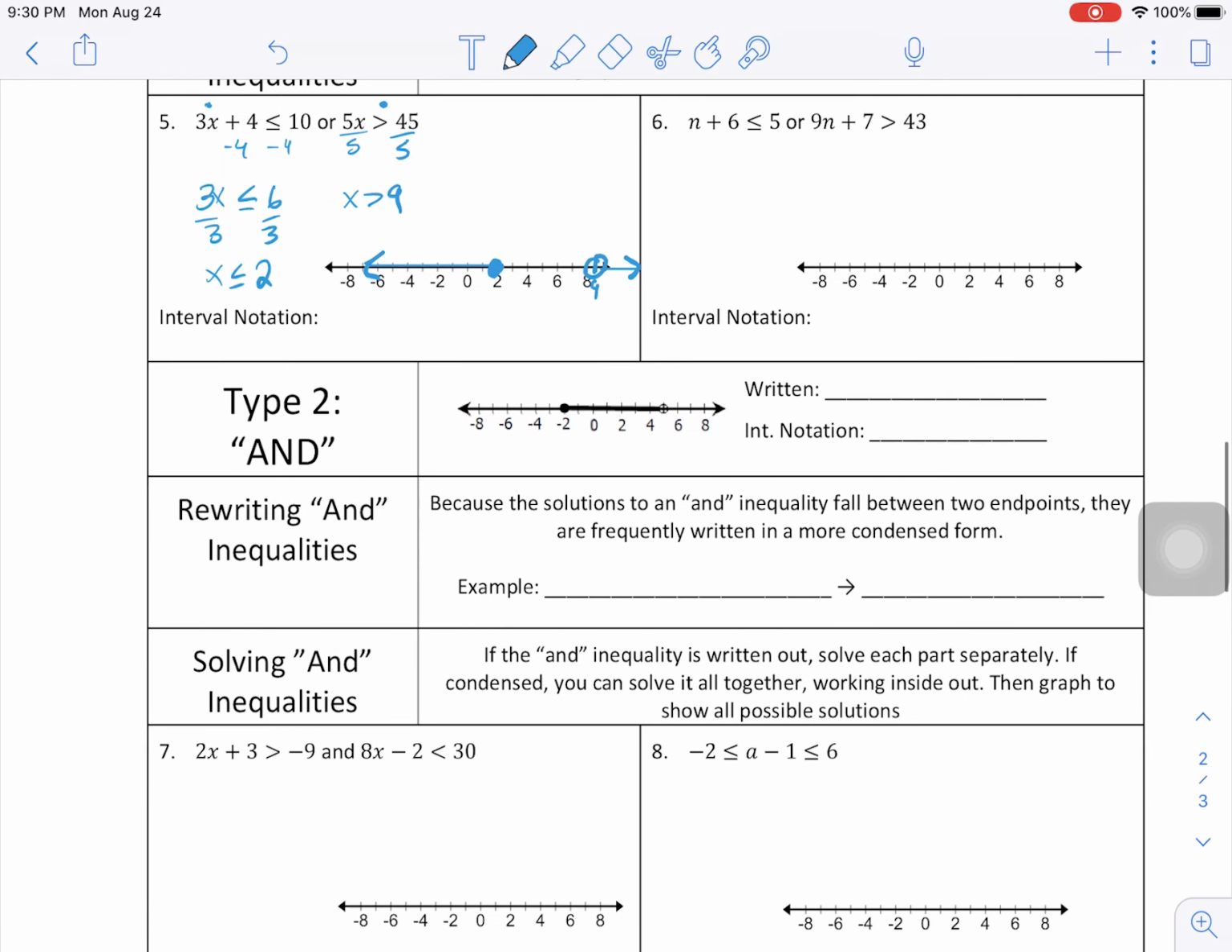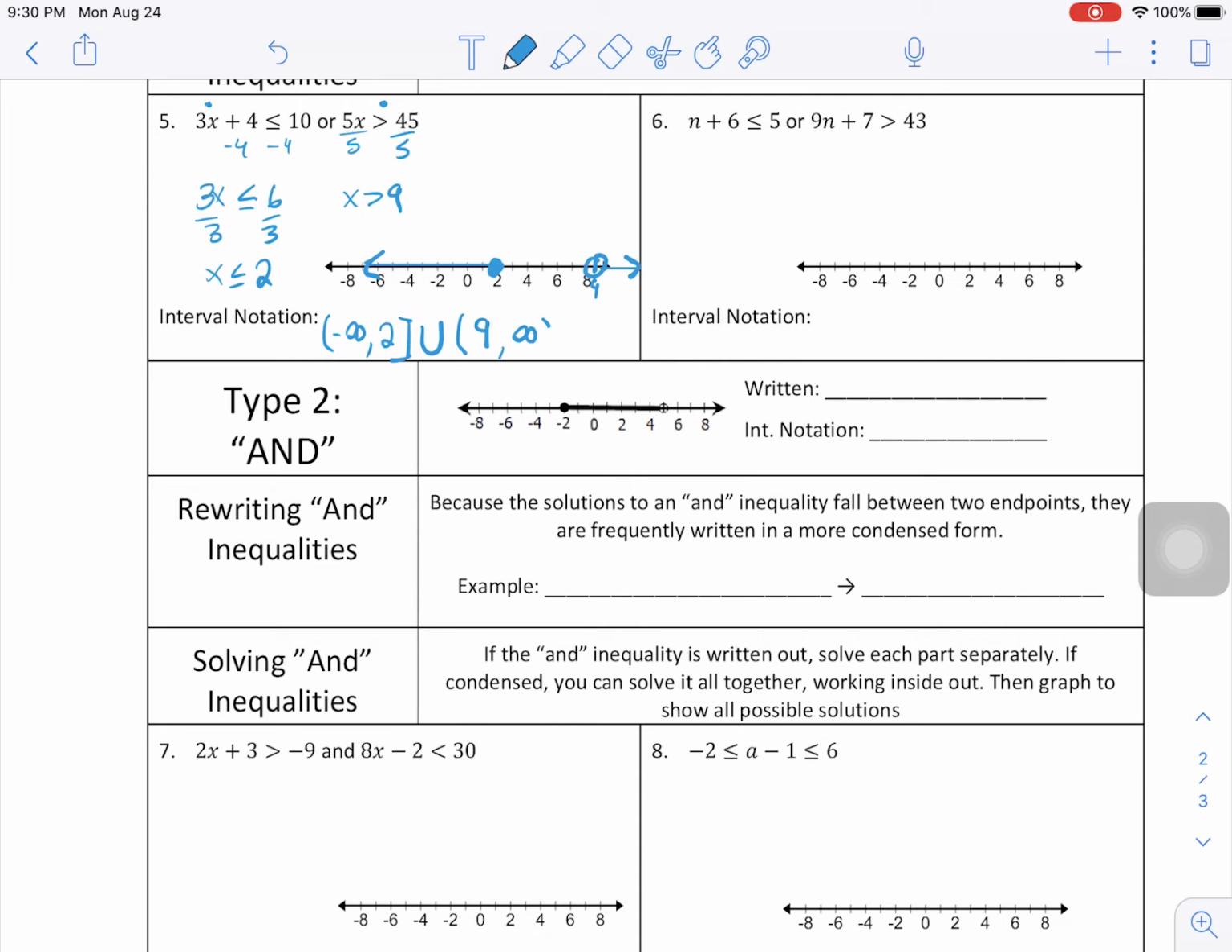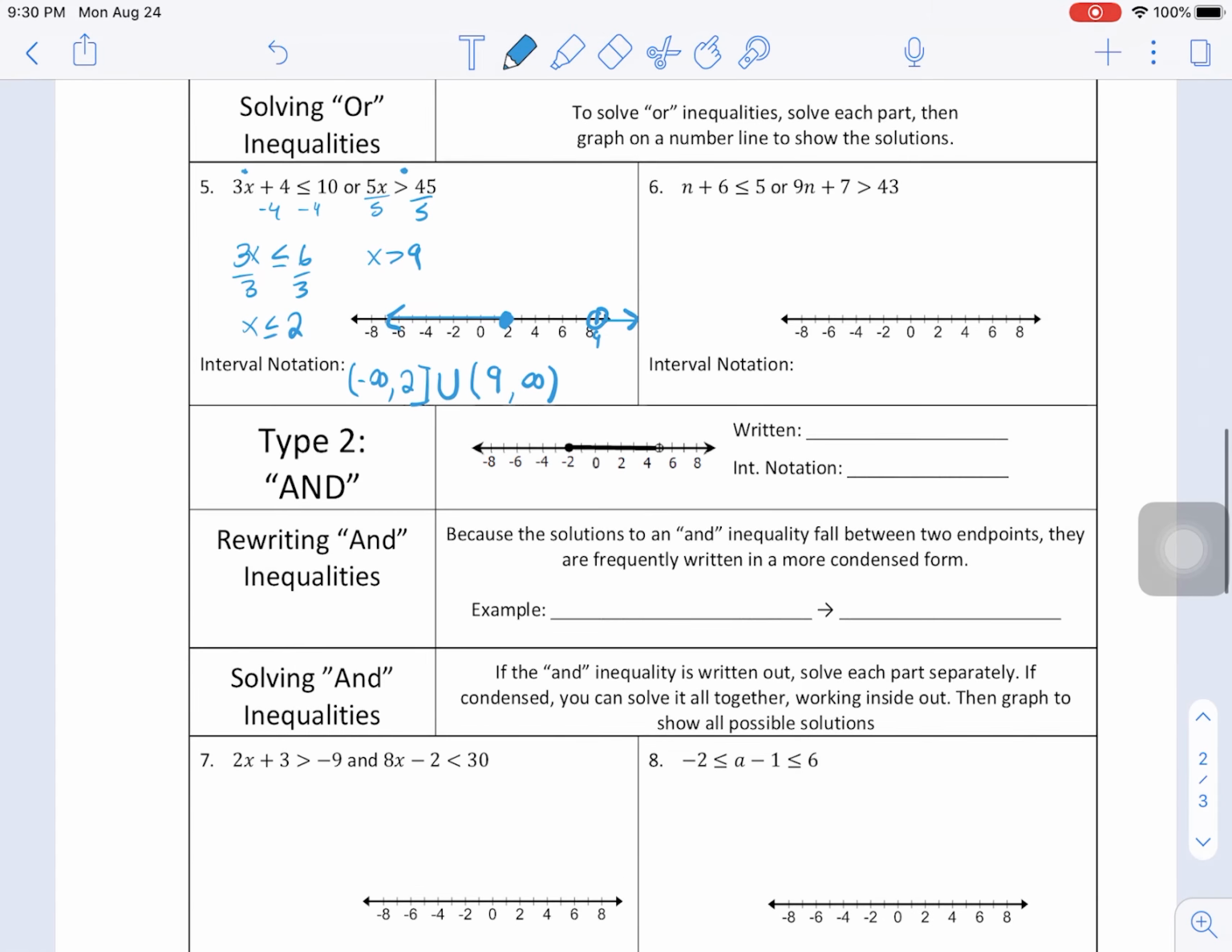Okay, and then if we had to write this in interval notation, we're talking about -infinity all the way up to 2, and then we close it. And then union, that's called our union symbol, the U is. And then we open circle at 9, and then we go to +infinity. Okay, so that is how you would solve OR inequalities.